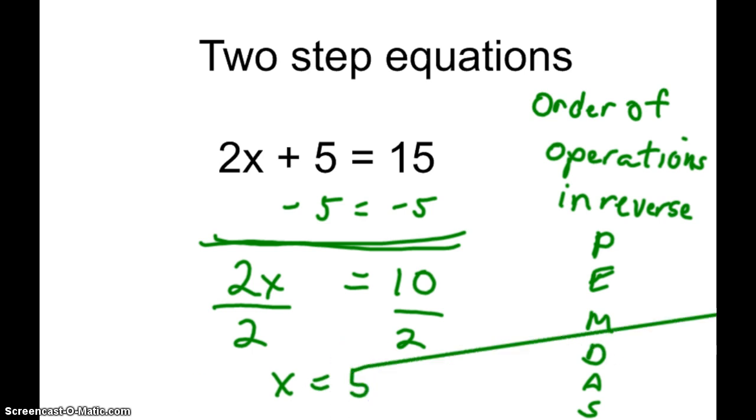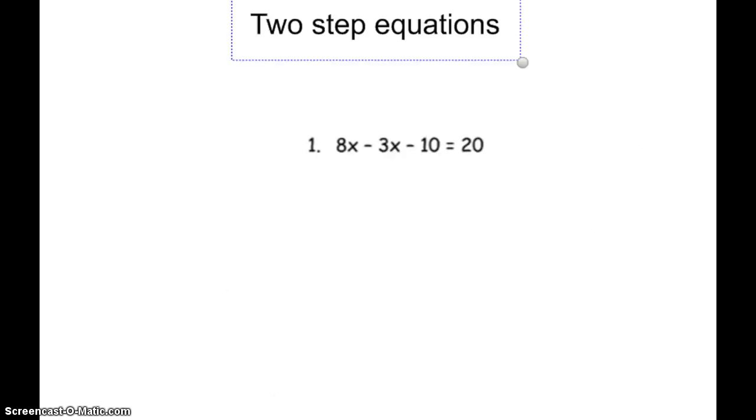Let's take a look at an example here. Sorry about some of the craziness of the pen, but we'll see what happens here. I have a problem here, and it is 8x minus 3x minus 10 equals 20. Well, let's do what we've learned to do all along, where we add the opposite.